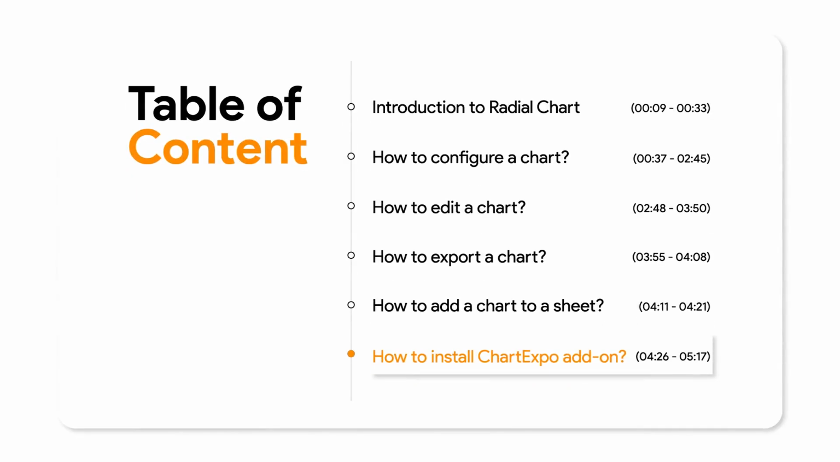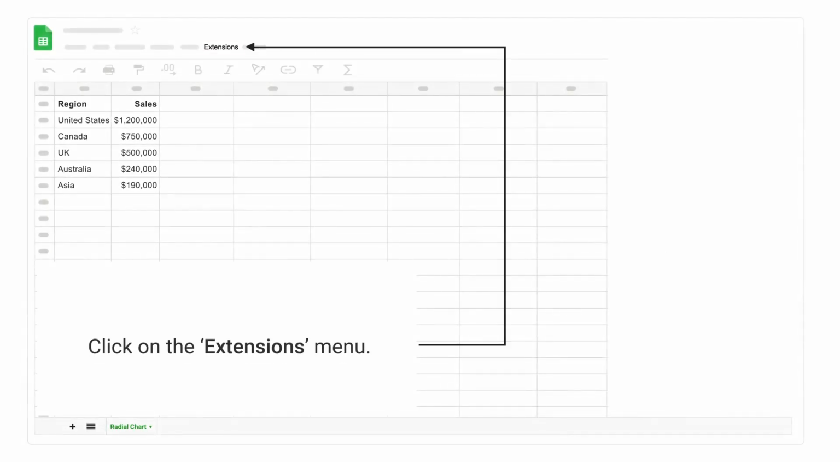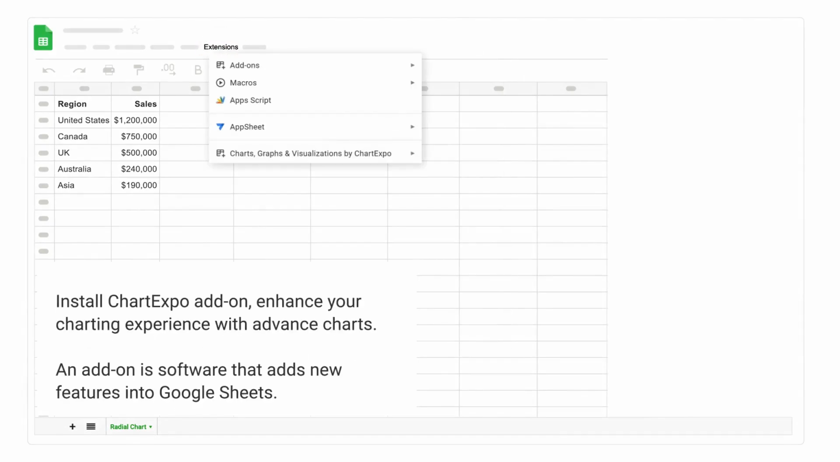How to install ChartExpo add-on. Click on the Extensions menu. Install ChartExpo add-on. Enhance your charting experience with advanced charts. An add-on is software that adds new features into Google Sheets.